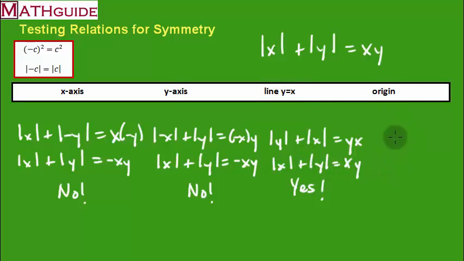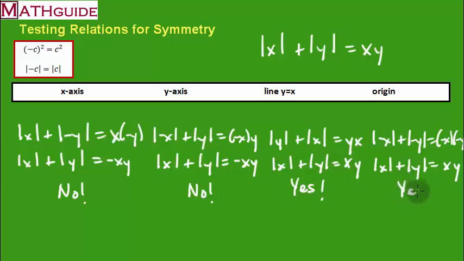All right, how do we test for the origin? We replace all the letters with their opposite. So that's a negative x, negative y, negative x, negative y. Hopefully I squeezed that one in there. According to our sheet, if you have a negative within the absolute value, it's like not having it there at all. Same thing for this one. If I multiply a negative times a negative, I get a positive. I compare this to the original, and yep, it matches perfectly. So this relation has symmetry across the origin.